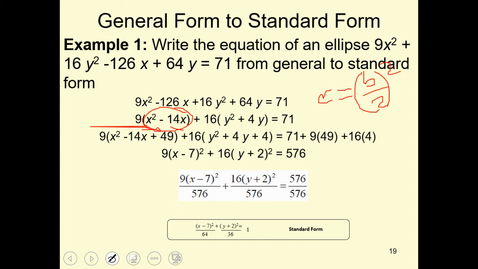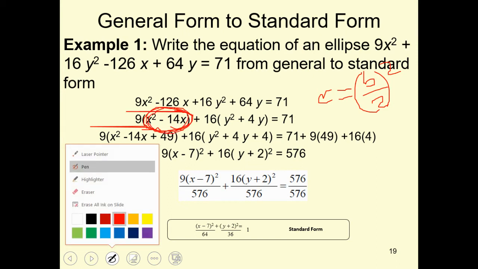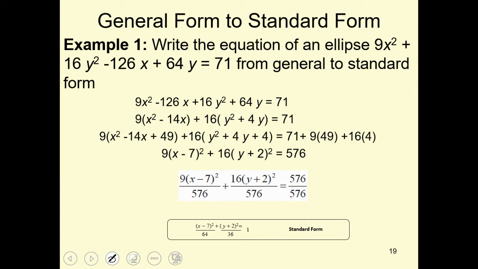Kung kuwang nato si C ani nga expression, so atong buhaton atong pangitaon si C ani. Knowing the formula is C is equal to (B over 2) squared. So ang atong B is 14 man.